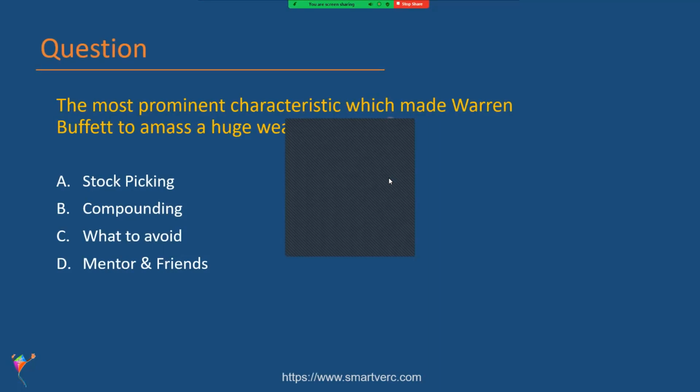So one is avoid. Gentleman says compounding. Let's participate, write in the chat box. All the four? No, I'm asking for the most prominent characteristic. You have to answer only one. Yes, all four are important, but which is the most important? Compounding, what to avoid, stock picking, compounding. Okay, thank you very much.